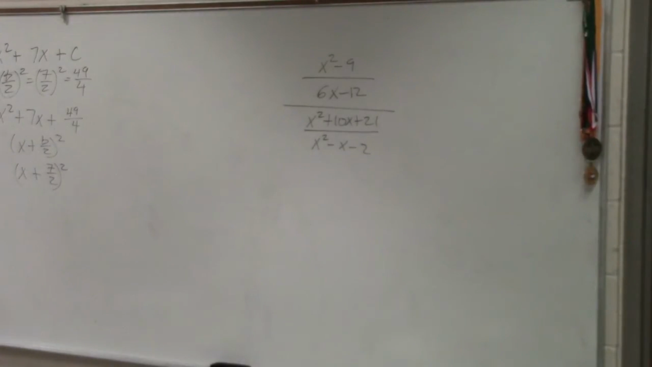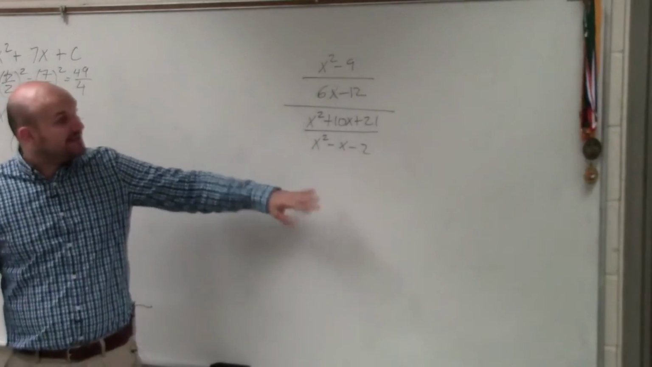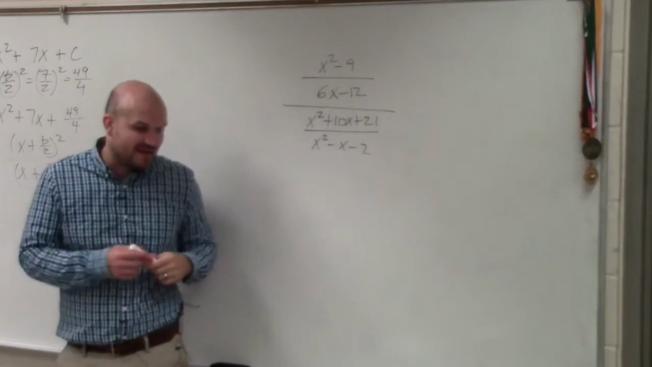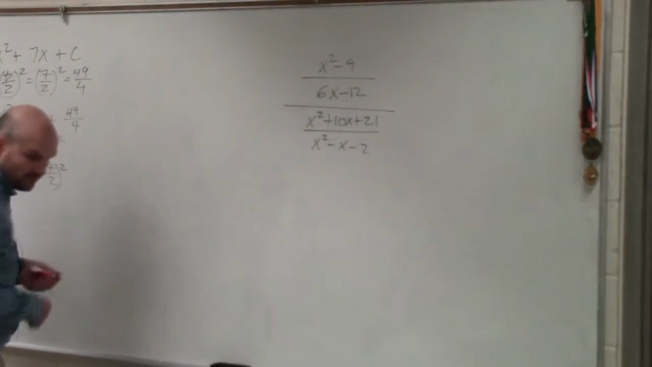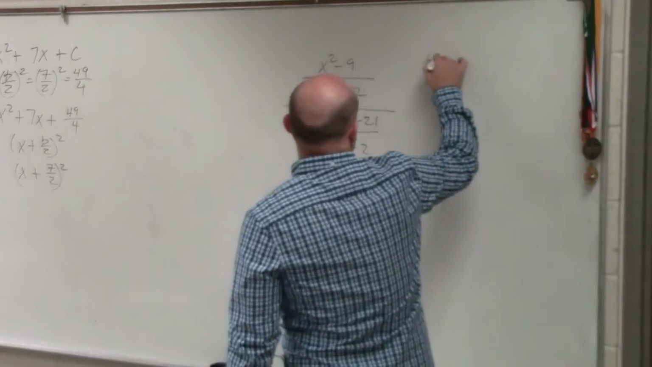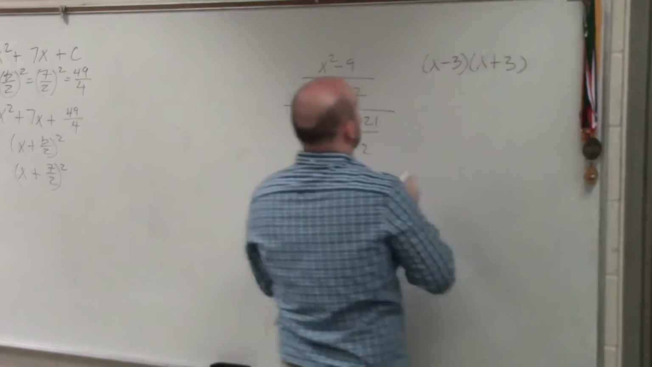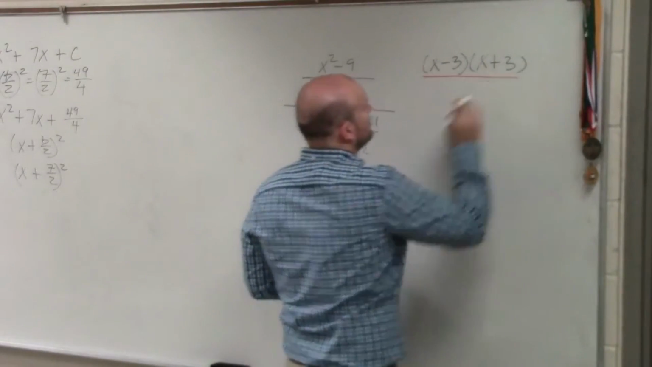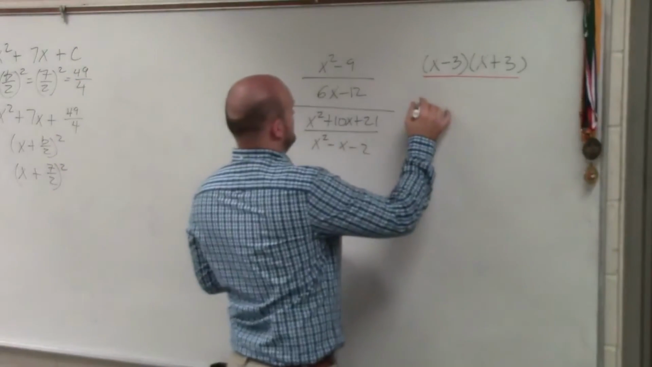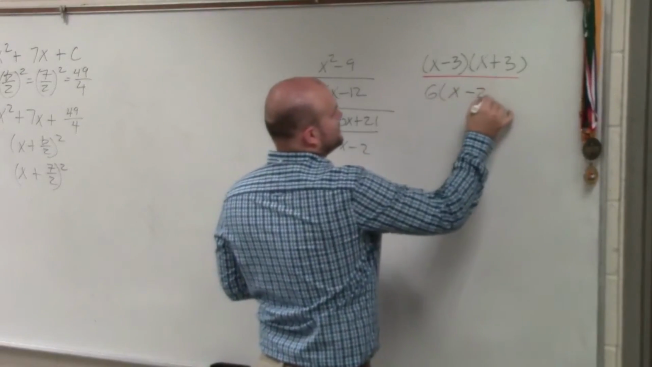The first thing you guys want to do for this whole focus lesson is simplify by factoring. Up here, I notice I have a square term minus another square term, so I can simplify that using the difference of two squares. So I'm going to factor that into x minus 3 times x plus 3. Over here, I can factor out a 6. So when I factor out a 6, I'm left with x minus 2.